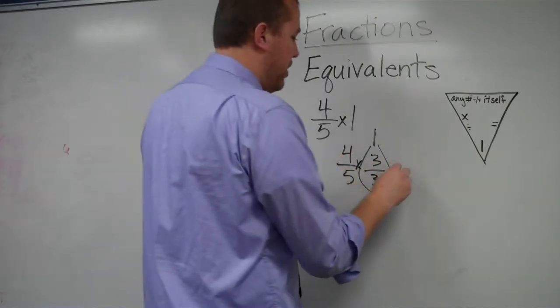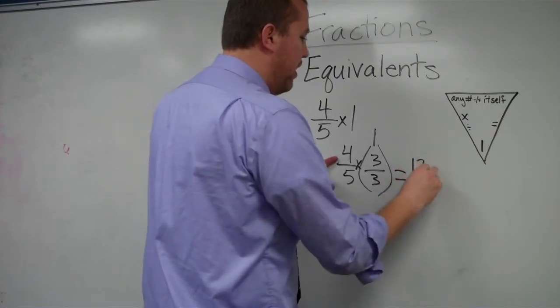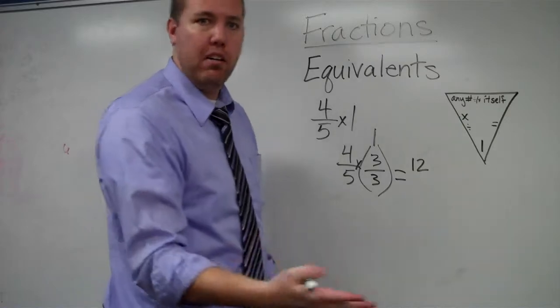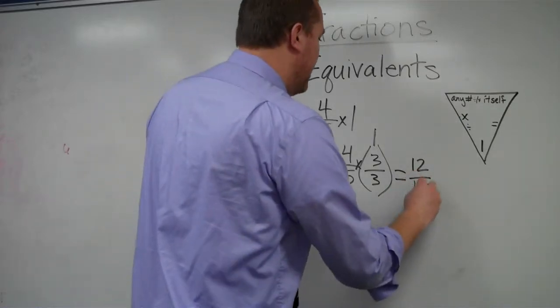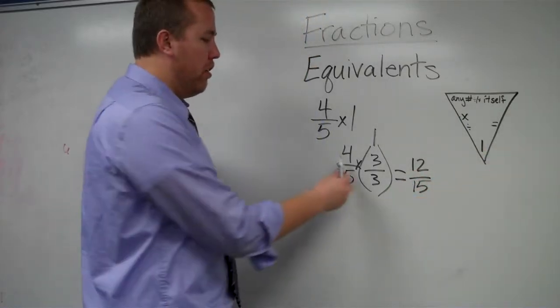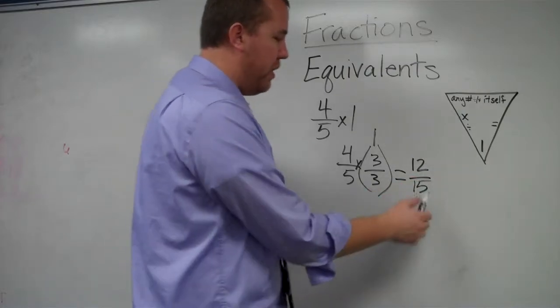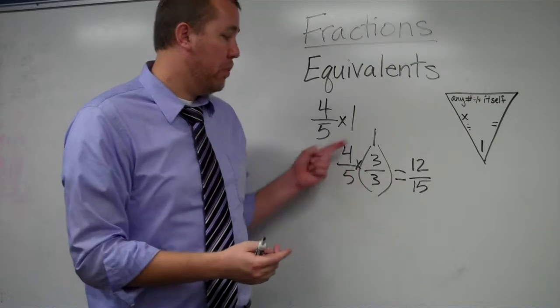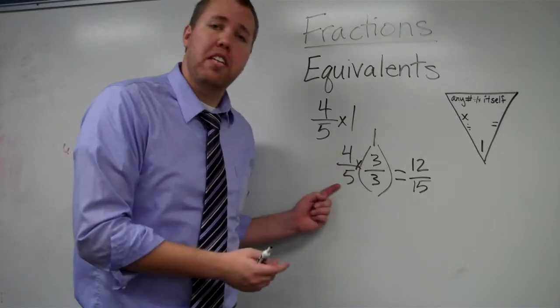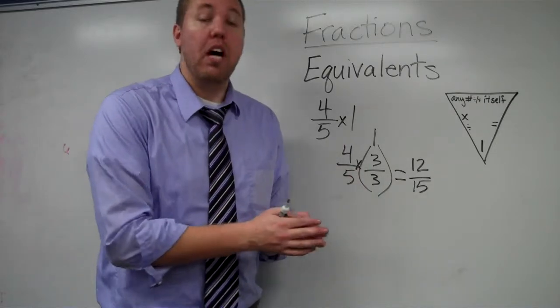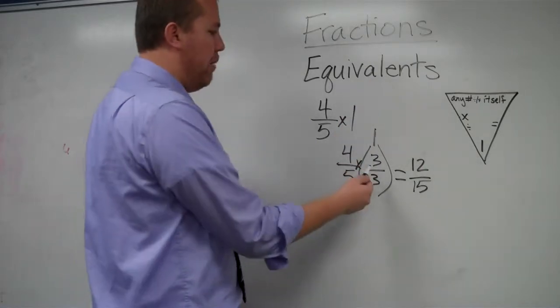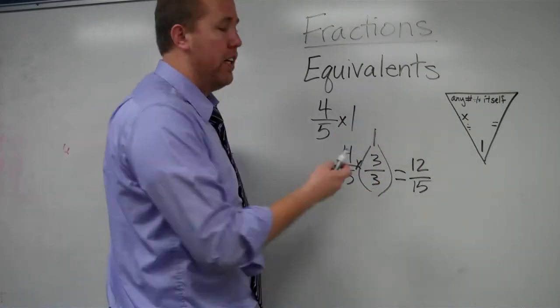And 4 times 3 equals 12. This is, by the way, how to multiply fractions. Multiply straight across. Simple, I know, right? Okay. So, 4 times 3 equals 12. 5 times 3 equals 15. If I multiply the numerator and the denominator by the exact same thing, I will get an equivalent fraction every time. Okay?